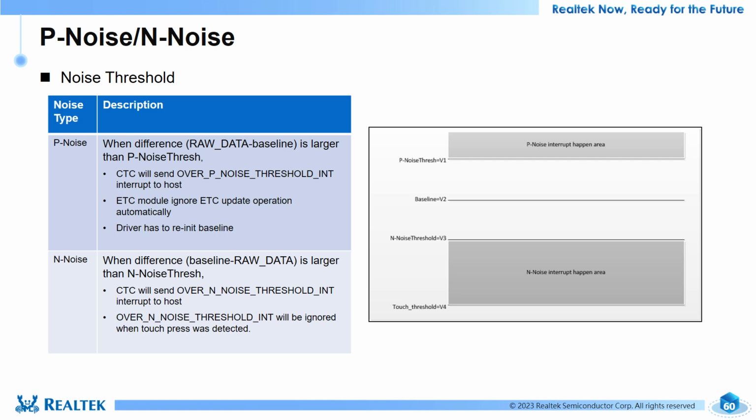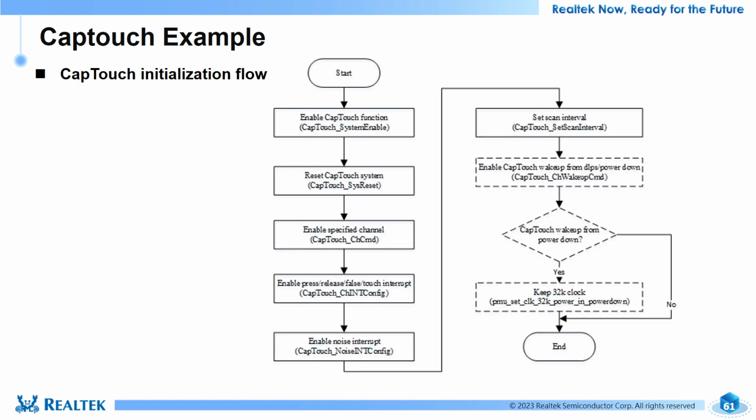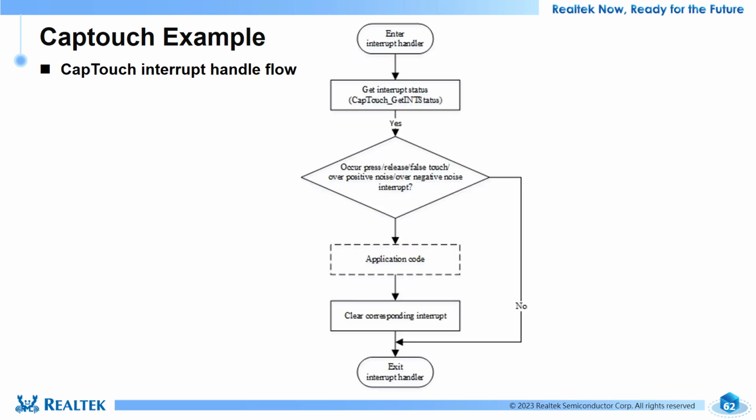CapTouch has P noise threshold and N noise threshold. When the difference between the raw data and the baseline is greater than the P noise threshold, CapTouch sends a P noise interrupt to the host, and the host needs to initialize the baseline. CapTouch sends an N noise interrupt to the host when the difference between baseline and raw data is greater than the N noise threshold. The following figure is the initialization process of CapTouch. The following figure is the interrupt handle flow of CapTouch.